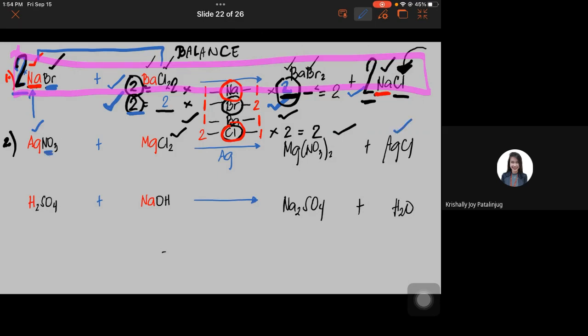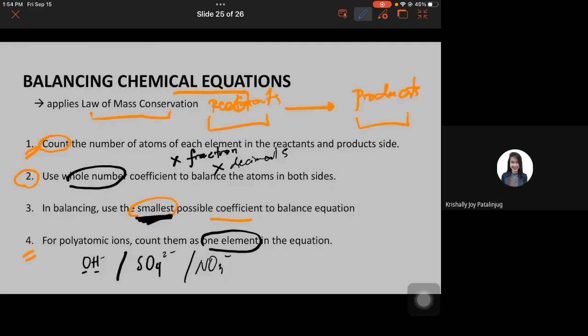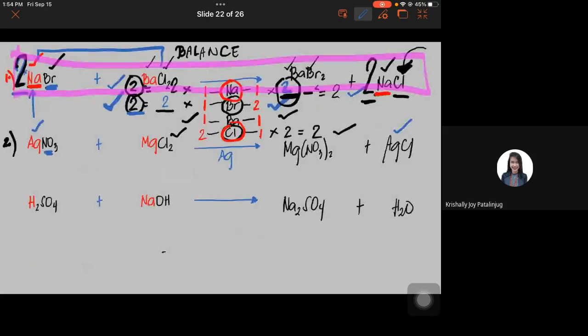Next, look at the ion nitrate. Diba it is a polyatomic anion. So you can just list it as one element. Count them as one element. So nitrate, NO3. Because you are observing NO3 at both sides, also on the product side, NO3, at both reactant and product side. So you can just write it NO3. Okay? And then magnesium and chlorine.